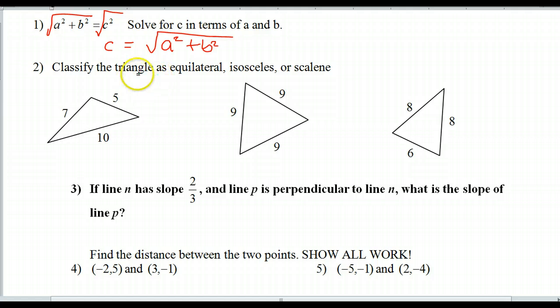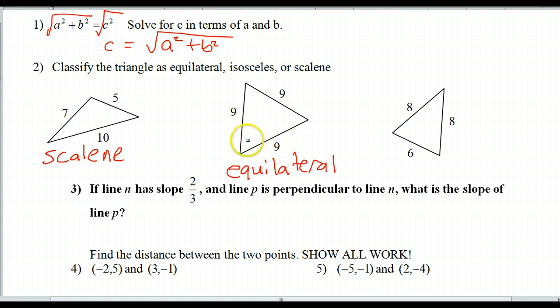Number 2, classify each triangle as equilateral, isosceles, or scalene. And we want to be as specific as possible. This first triangle is scalene because a scalene triangle has 3 different side lengths. This triangle is equilateral because all 3 sides are the same. So that's equilateral. And this one is isosceles.